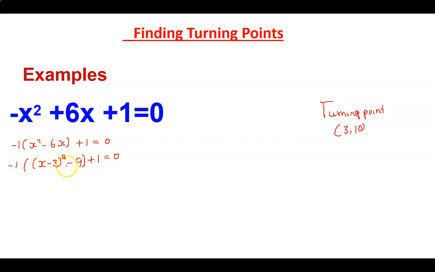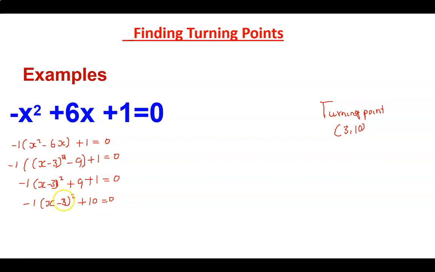I'm going to expand this halfway, so I'm going to expand only the minus 9, so keep minus 1 there, keep x minus 3 squared, times minus 1 by 9, that becomes plus 9, and here you've got plus 1, and all of this must be equal to 0. Then write down again, minus 1 times x minus 3 squared plus 10 equal to 0. Let's stop there now. The y-coordinate from the graph was 10. The y-coordinate from completing the square is 10, so no problem.